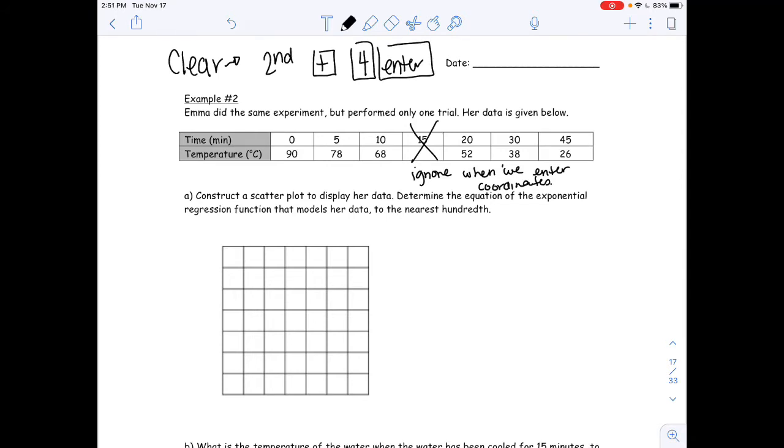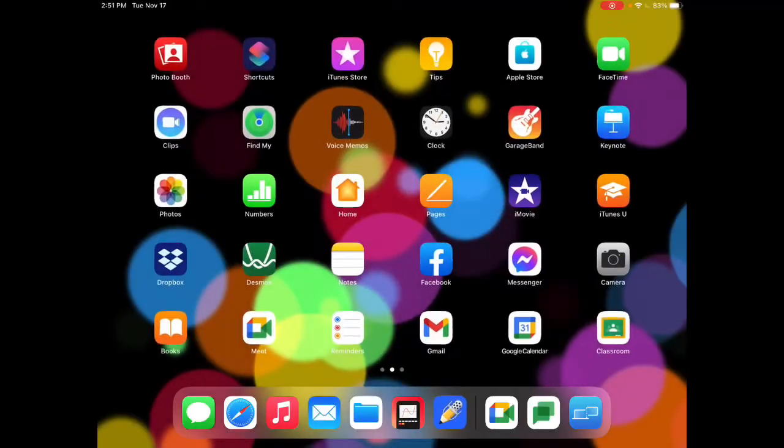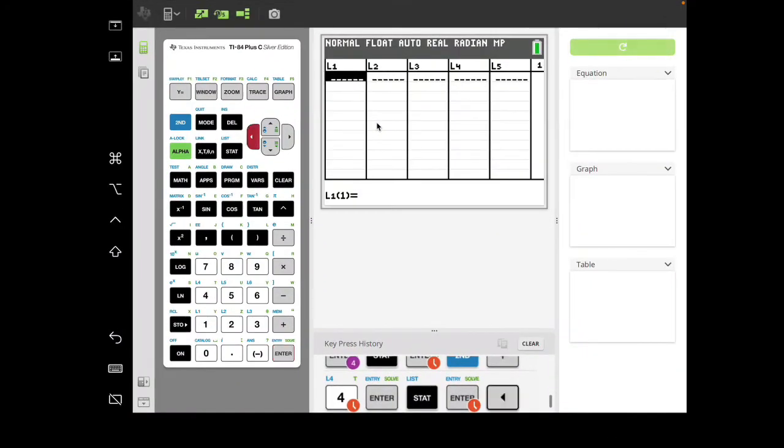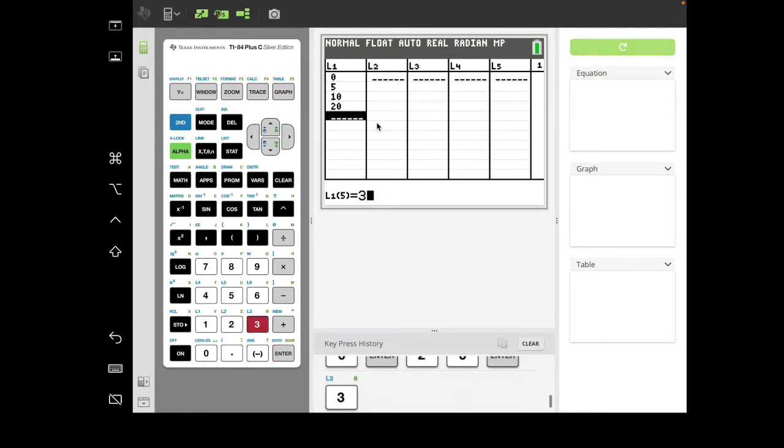Okay, so once your lists are cleared, you're going to start entering your L1. In this case it will be time. So 0, 5, 10. We do not enter 15. Do not enter it. Skip over to 20. Skip over it, then go to 30, and then 45. Okay, so we ignore lists unless there are both coordinates given.